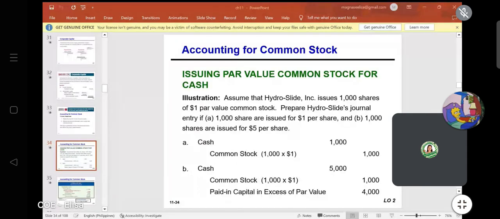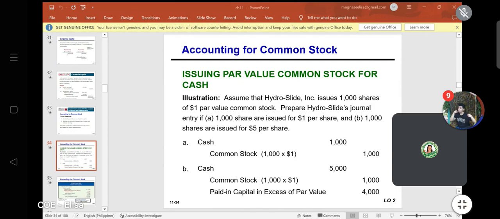So the problem here is that the company sold 2,000 shares of stock. The 1,000 shares are issued for $1 per share, and the other 1,000 shares are issued for $5 per share. So what will be our entry? The company received cash of 1,000, and then the credit is common stock of 1,000: 1,000 shares times $1 is 1,000.